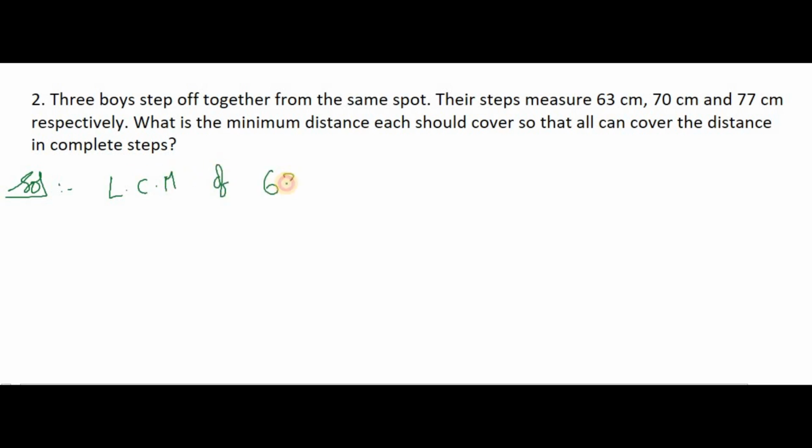LCM of 63, 70, 77. Okay, so the common table which will go is the 7 table. 7 9s are 63, 7 10s are 70, 7 11s are 77.